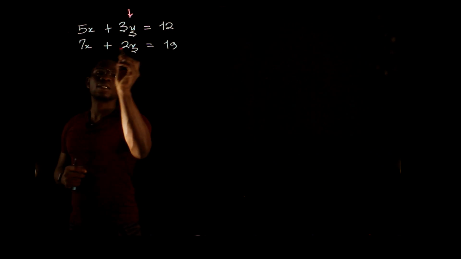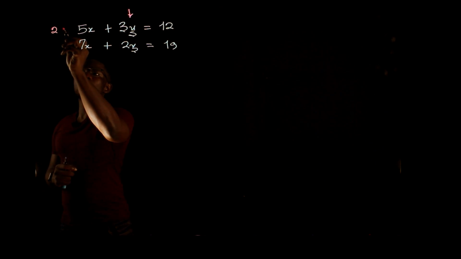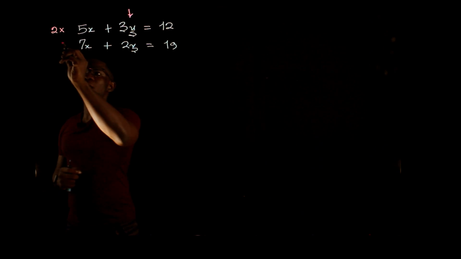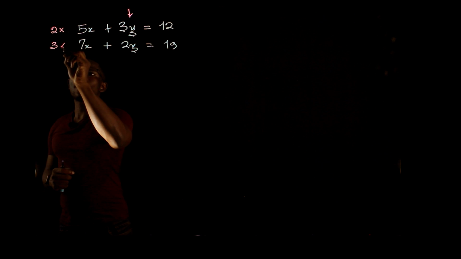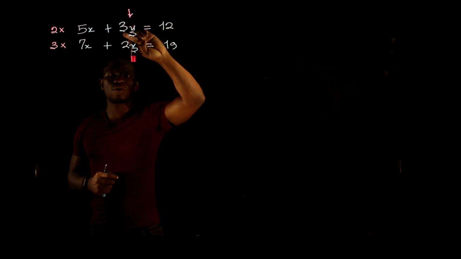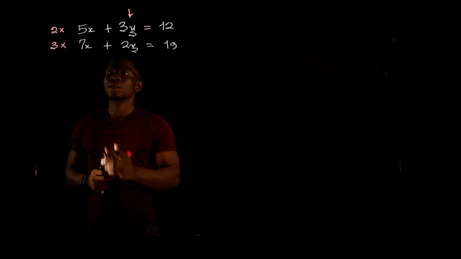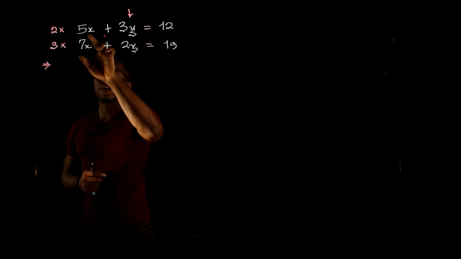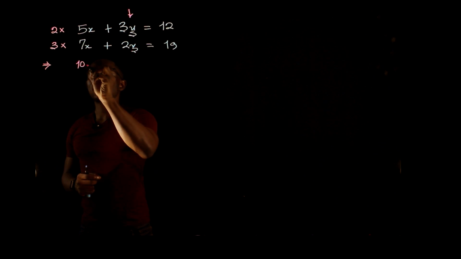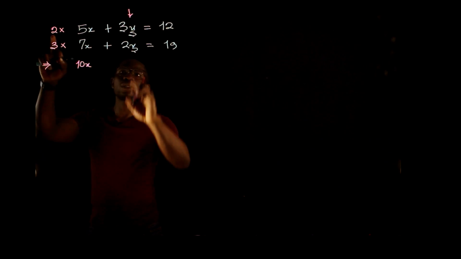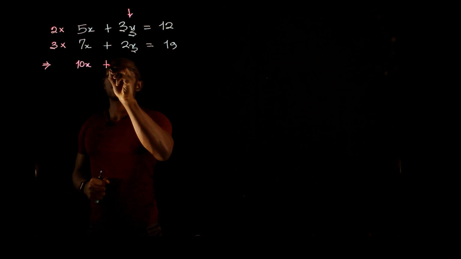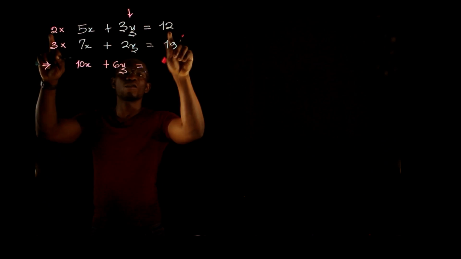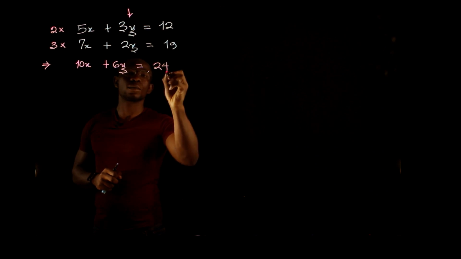So what I mean is, we multiply equation 1 by 2 because there is a coefficient of 2 here, and we multiply equation 2 by 3 because the coefficient of y in equation 1 is equal to 3. So if we do that, equation 1 becomes 2 times 5x becomes 10x, 2 times 3y becomes plus 6y, and 2 times 12 becomes 24.